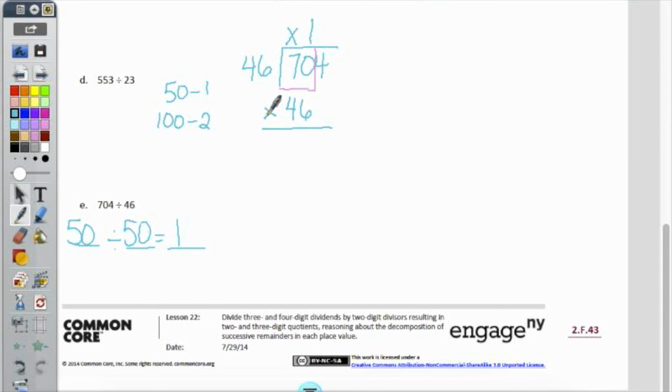Why did I write a multiplication sign there? It's supposed to be subtraction. Okay. Regrouping. Shh. Did you get 24 when you subtracted? Okay. Is that less than 46? Yes. Okay, bring down your 4.